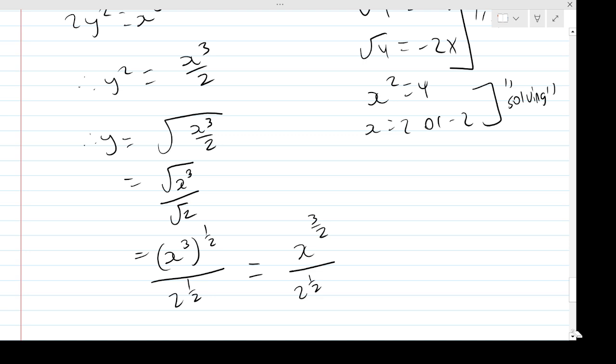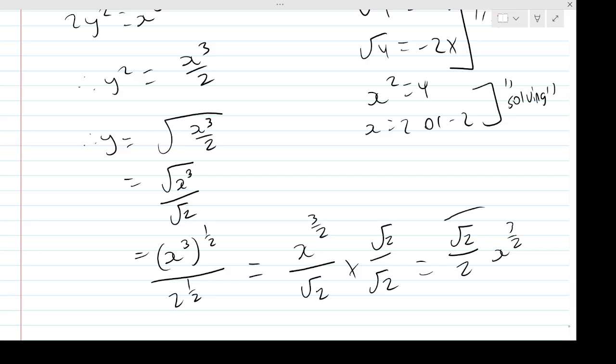I can't really do much to this 2 to the half. Actually, I'll tell you what we could do. We could leave it as root 2, then we can rationalise. Then we can times by root 2 over root 2 to get root 2 over 2, lots of x to the 3 over 2. Okay, slightly nicer form to work with. So we got this final expression of x. Again, this whole fraction is just a number, so it's a coefficient of x to the 3 over 2. We can now differentiate.